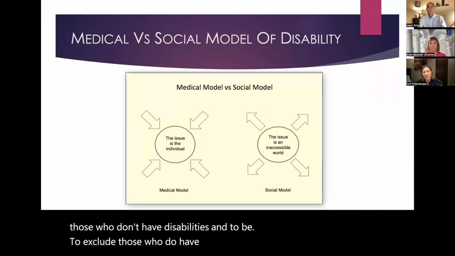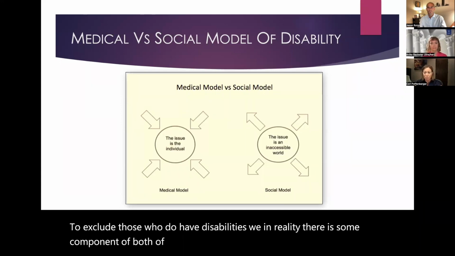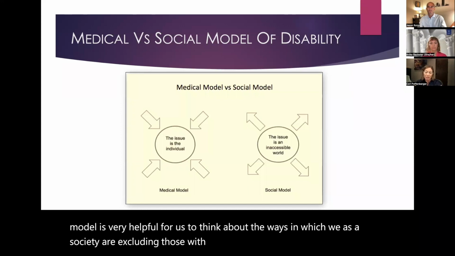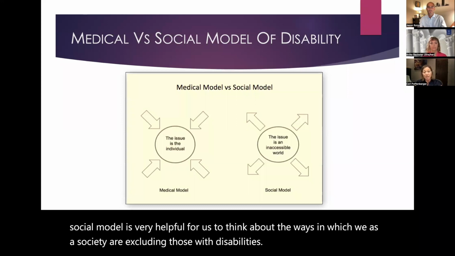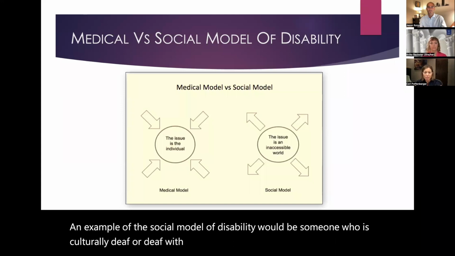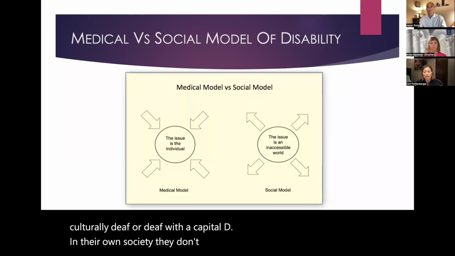We all know in reality there is some component of both of these models in the real world, but I think the social model is very helpful for us to think about the ways in which we, as a society, are excluding those with disabilities. An example of the social model of disability would be someone who is culturally deaf, or deaf with a capital D. When in their own society, they don't have the experience of disability and don't identify as someone with a disability.